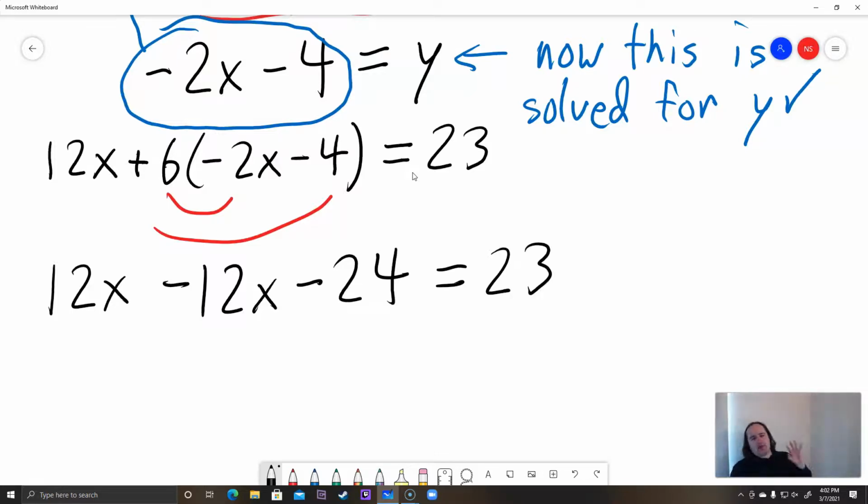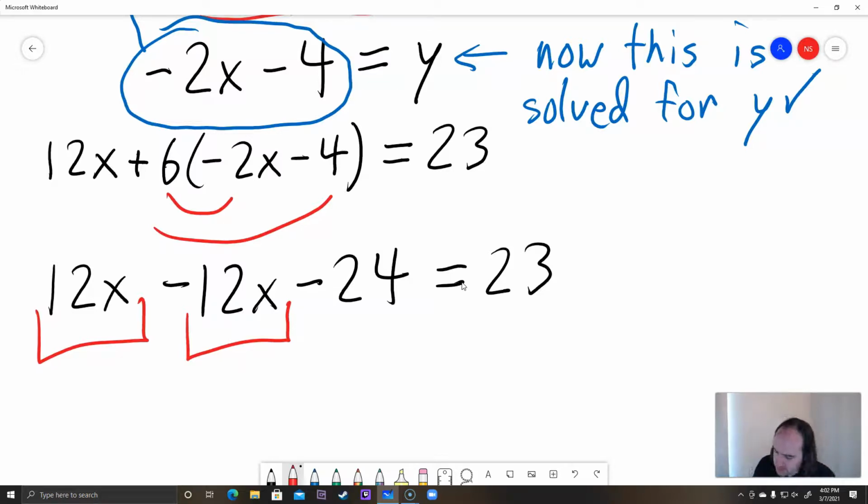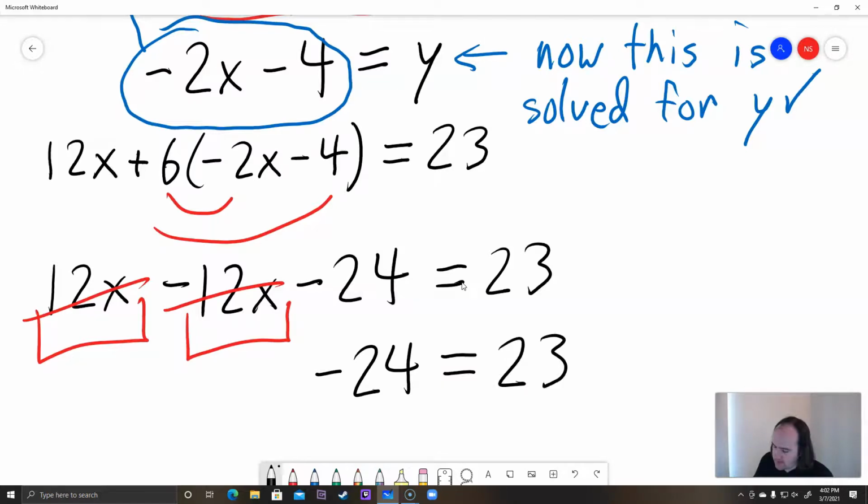Okay, now get ready for the weird part. We're trying to solve for x here, but we should notice on the left side we have like terms. So we actually have 12x and negative 12x. Those are like terms, but they have the same number and they're opposites. So 12 minus 12 is 0, and 0x is just 0. So these just cancel out, and there's no more x's left on the left side. So we get the weirdest thing here. We get negative 24 equals 23.